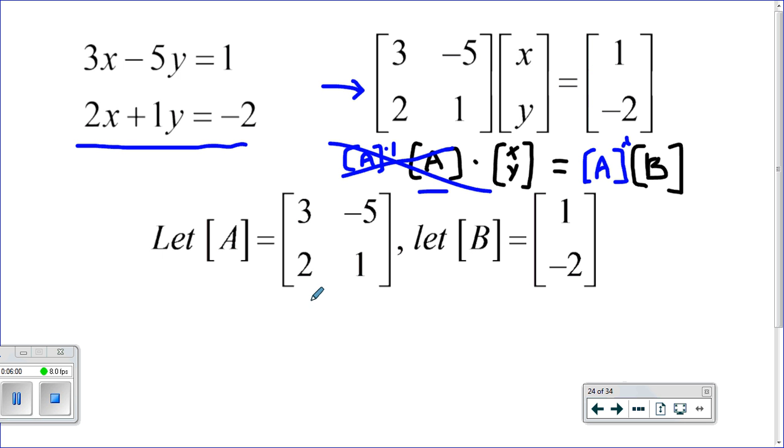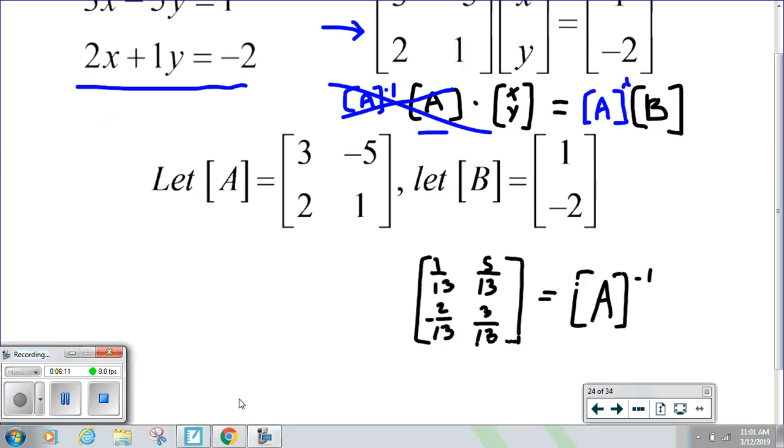So here's matrix A. Go ahead and use your calculator to find the inverse of matrix A. So let's pause for a moment and find your inverse of matrix A. So hopefully you used your calculator. You found the inverse of matrix A, which is going to be this matrix that you see here.